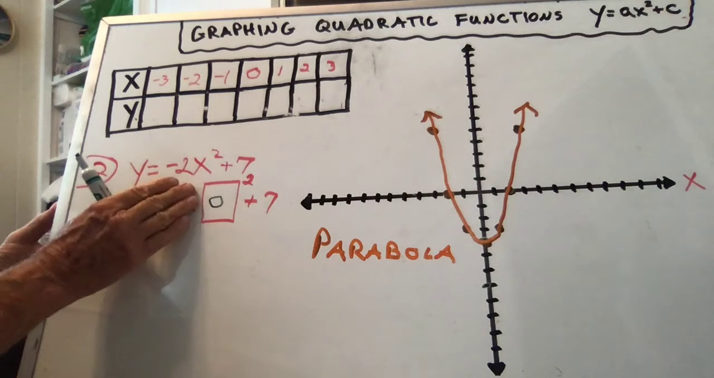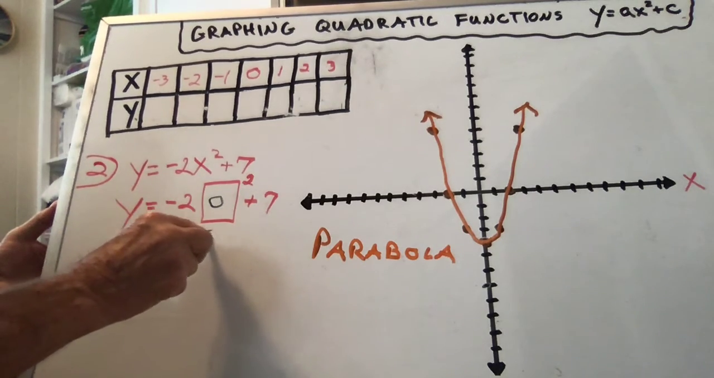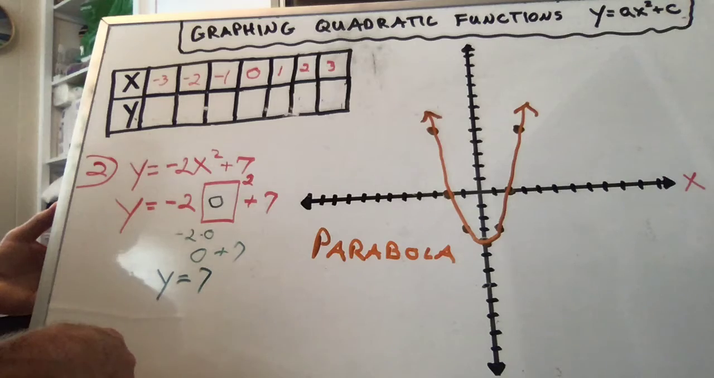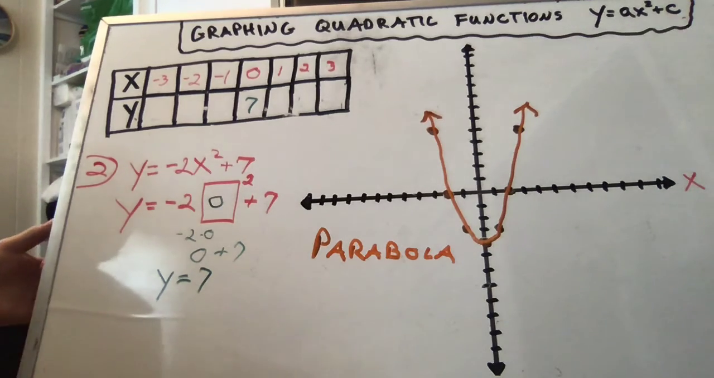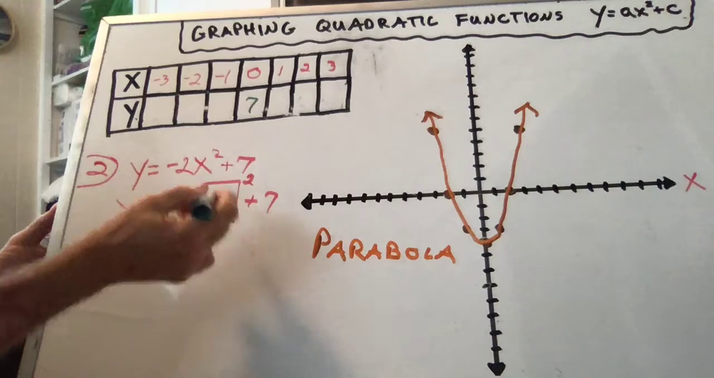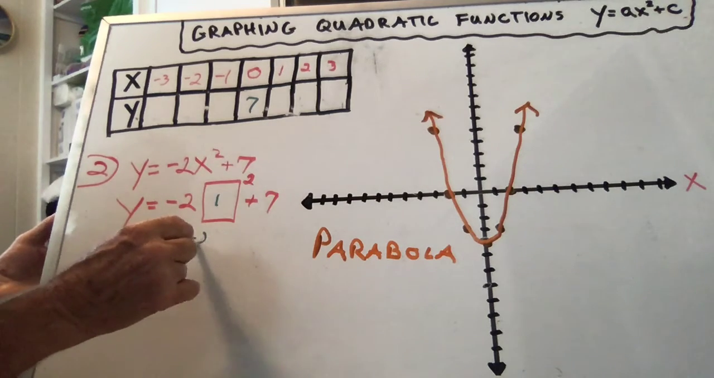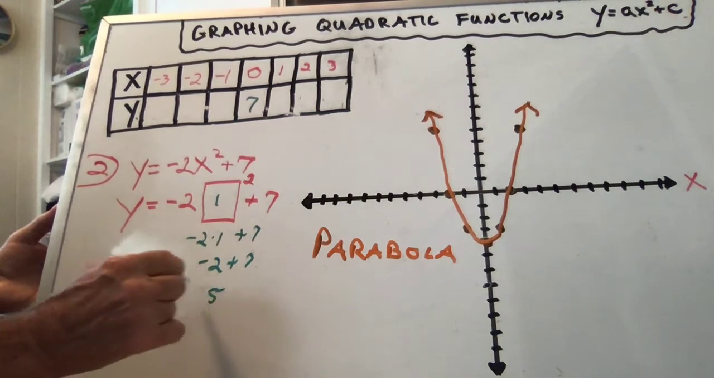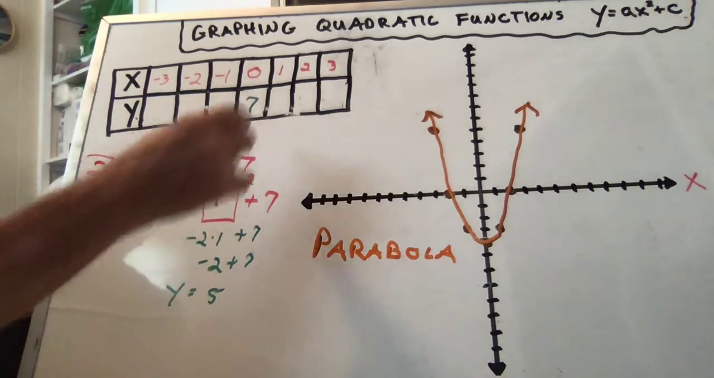So negative 2 times whatever 0 squared is. 0 squared is 0. 0 times 0 is 0. So negative 2 times 0 is still 0. So y equals 7. So when x is 0 in this problem, y is 7. Okay. Put a 1. Next value. Negative 2 times 1 squared. So 1 times 1 is 1. So this is negative 2 times 1 plus 7. So that's negative 2 plus 7, which is positive 5. So when x is positive 1, we get y is 5.